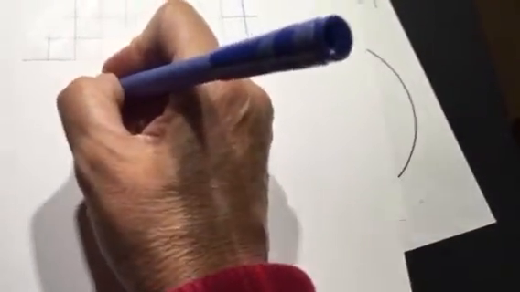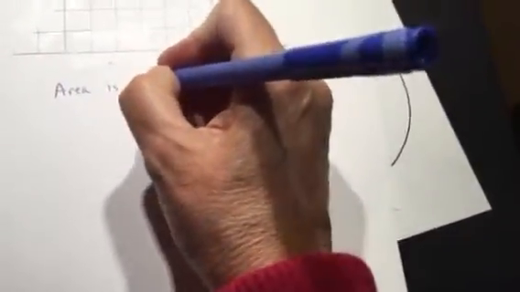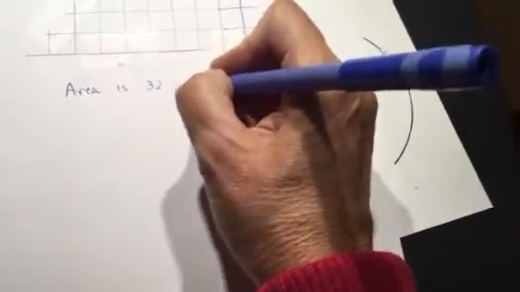We didn't throw any pieces of the trapezoid away. We kept every square. We did a little maneuvering there. So since I kept every square, what's the area? The area is still 32 square units.